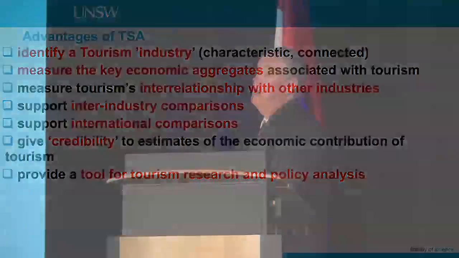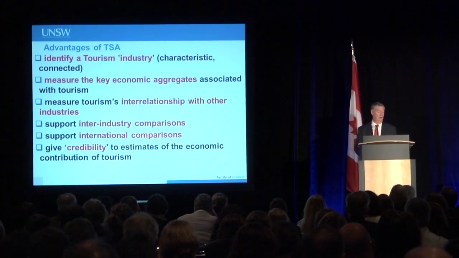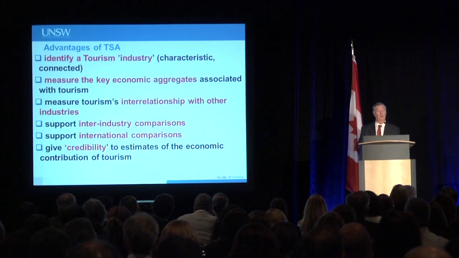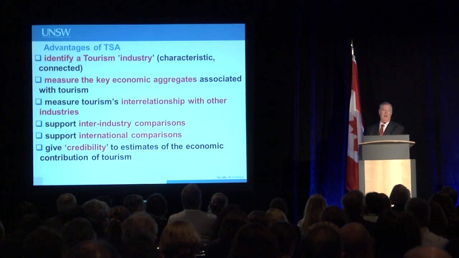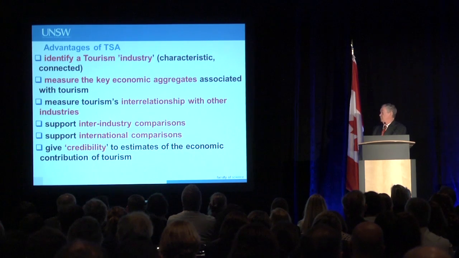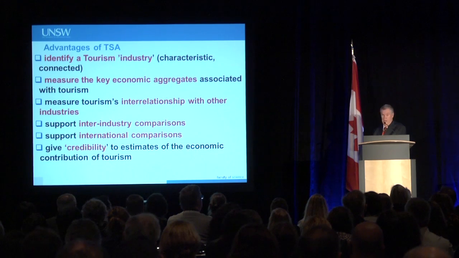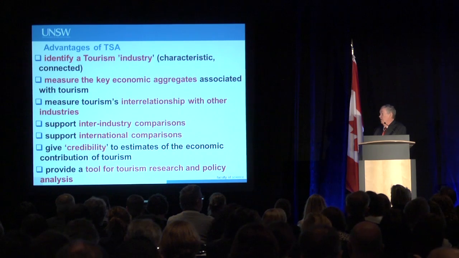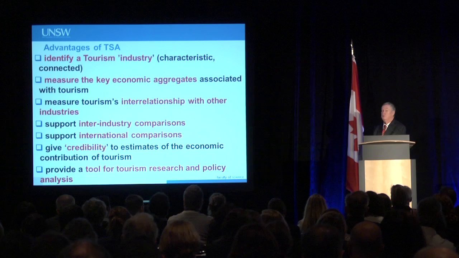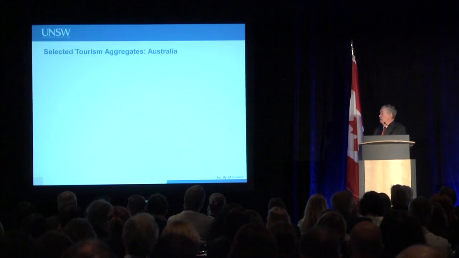They support international comparisons. We can talk about whether tourism provides or contributes more to GDP in Canada than it does in Australia or in another country and so on. And we can also say whether the accommodation sector in Canada contributes more to GDP than the accommodation sector contributes to GDP in, say, the USA and so on. And it gives credibility to estimates of the economic contribution of tourism. As I say, there will be more discussions about tourism satellite accounts, and they're increasingly providing a tool for research and policy analysis, as we'll see in the next couple of days.